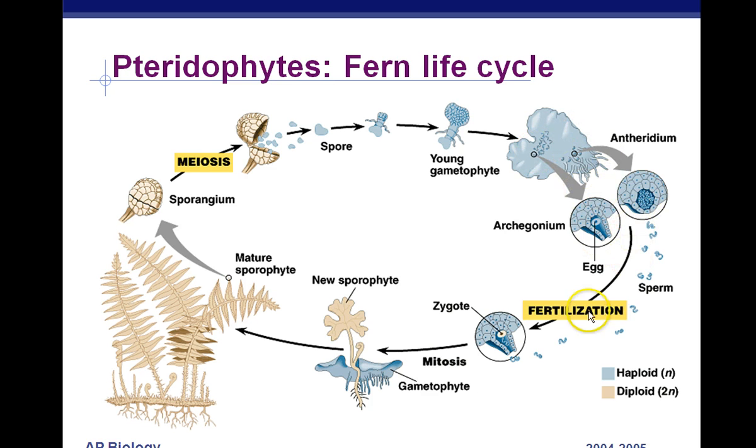The egg and sperm come together. The egg and sperm are the gametes, come together and form a zygote, a fertilized egg, and then the fertilized egg undergoes mitosis to produce the sporophyte. All right, this ends part 1 of chapter 29 and 30, plant diversity.